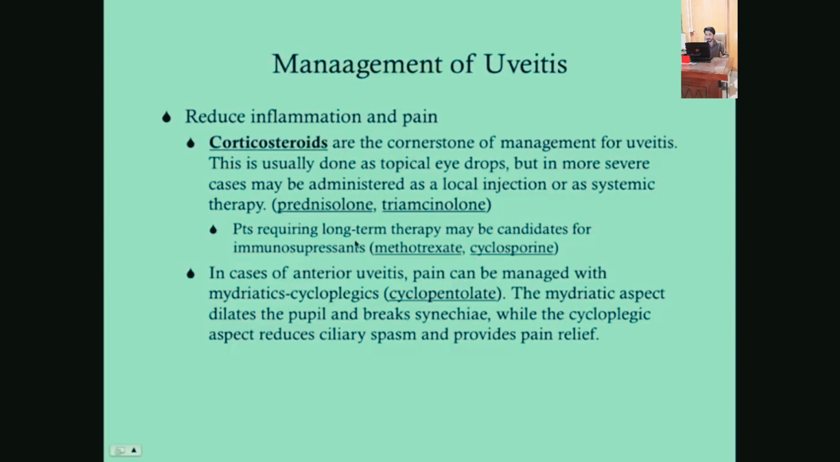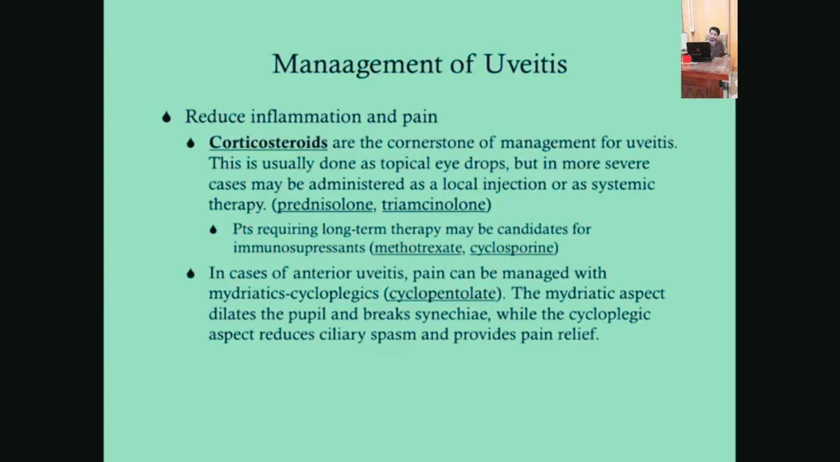And then, as mentioned, patients requiring long-term therapy can be candidates for immunosuppressants like methotrexate and cyclosporine. There's other drugs that can be given that you see elsewhere, like azathioprine, chlorambucil, cyclophosphamide, tacrolimus. These are a little less common, but those are also agents that can be used.